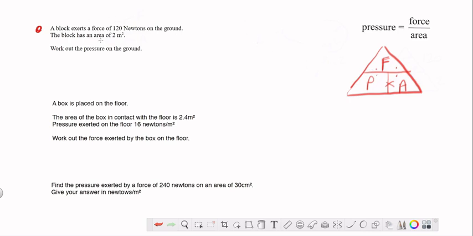Before I look at this question, let me just quickly explain what pressure is. Imagine you're trying to rescue somebody who's fallen through ice in a lake or a pond. Obviously you call the fire brigade, but what they would do is crawl along the ice rather than walk along the ice. Now think about why they would want to crawl rather than walk.